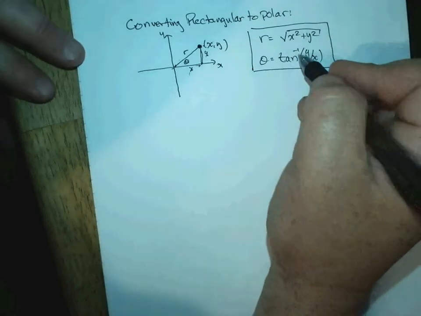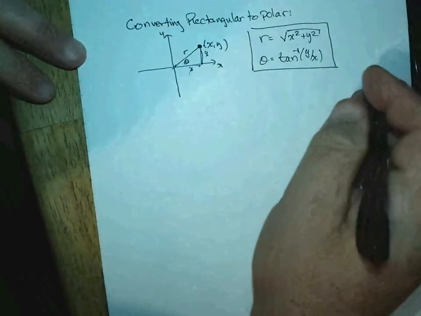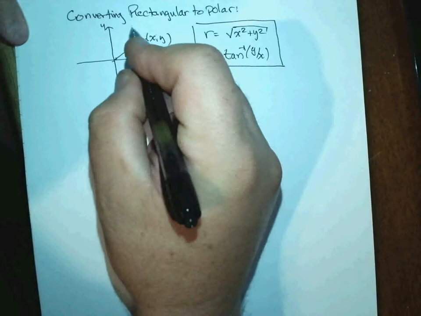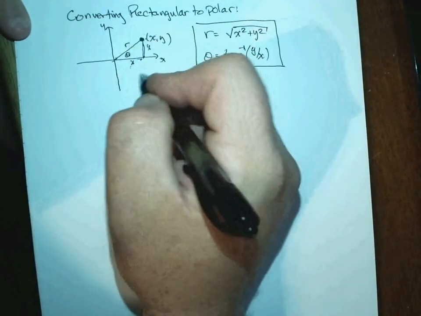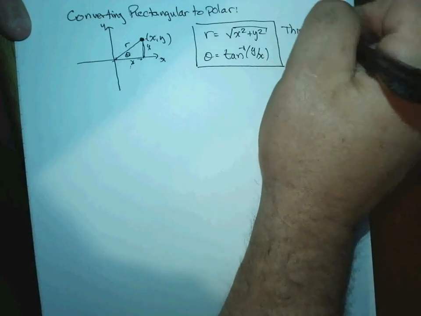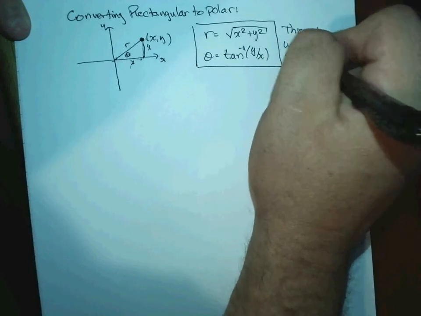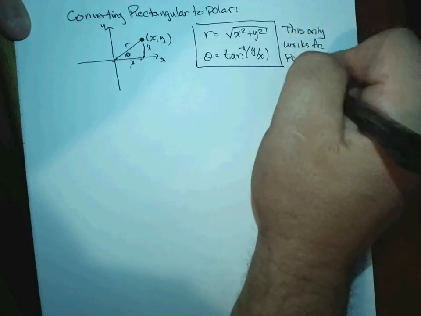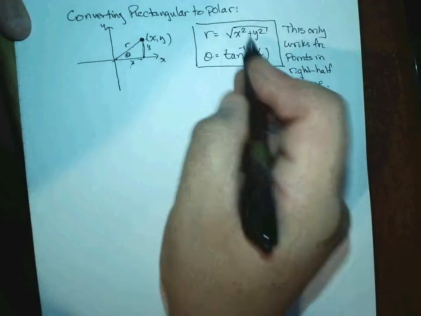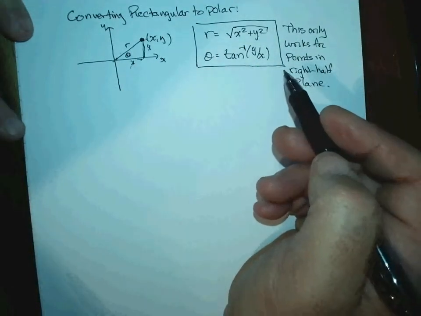Now, one thing to be careful of here, when we use the inverse tangent, you have to recall that the inverse tangent can only see the right half plane. So what we just gave you here is in fact only a method to convert rectangular points from the right half plane into polar coordinates. This method I just gave you only works for points over here in the right half plane.